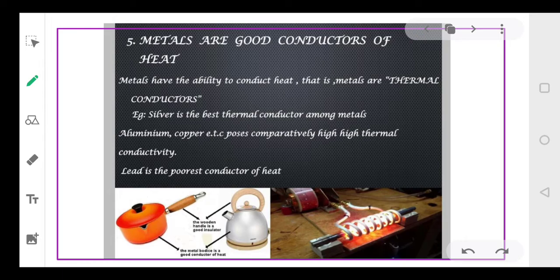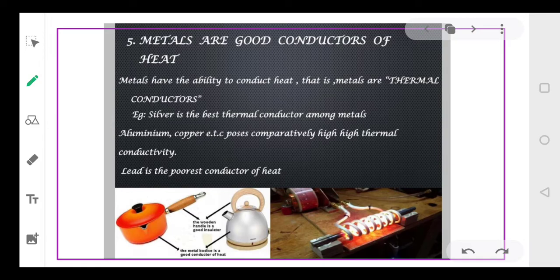Metals are good conductors of heat. See, we are using aluminium to make utensils, isn't it? We are using aluminium to make utensils. Yes, because aluminium is a good conductor of heat.